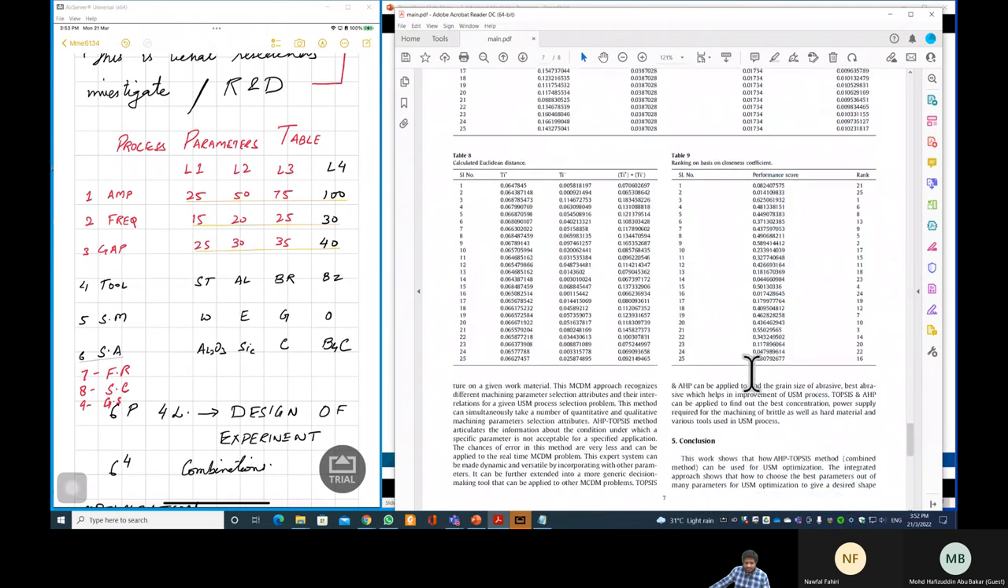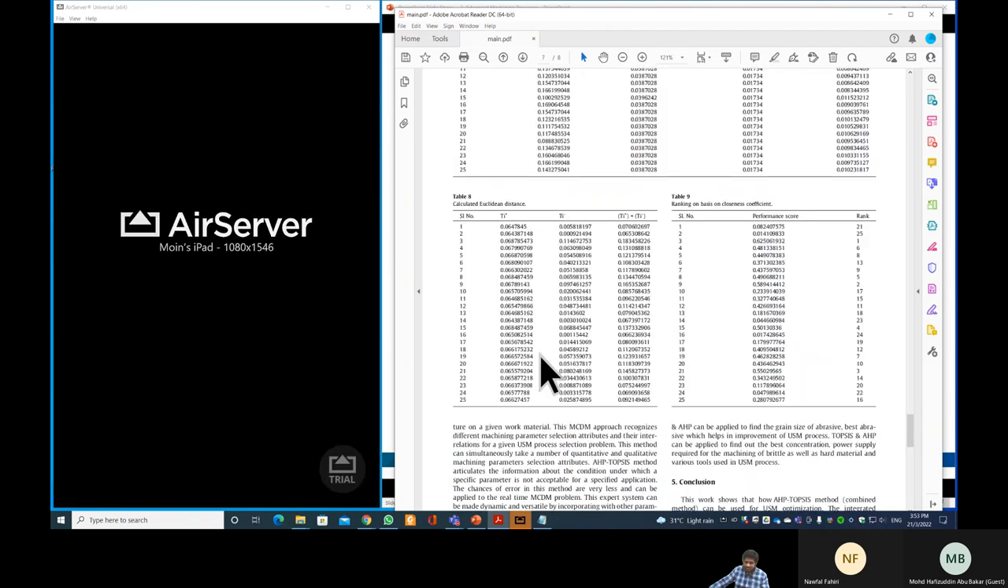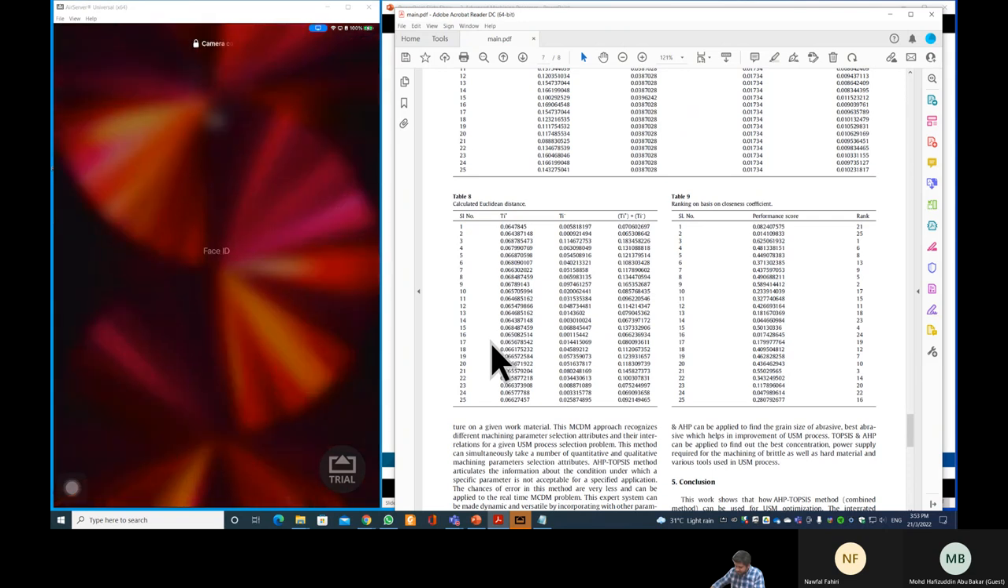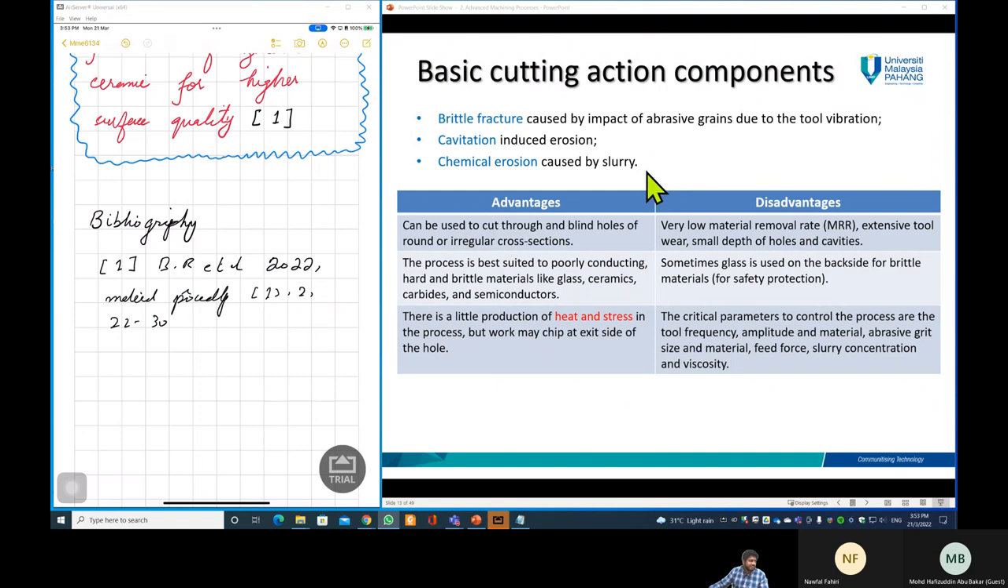If I go to the conclusion, the work was done to give a desired shape. This paper did not include a lot on results. It was only about process parameters. But we will open other papers later on, and then we will understand about these things.